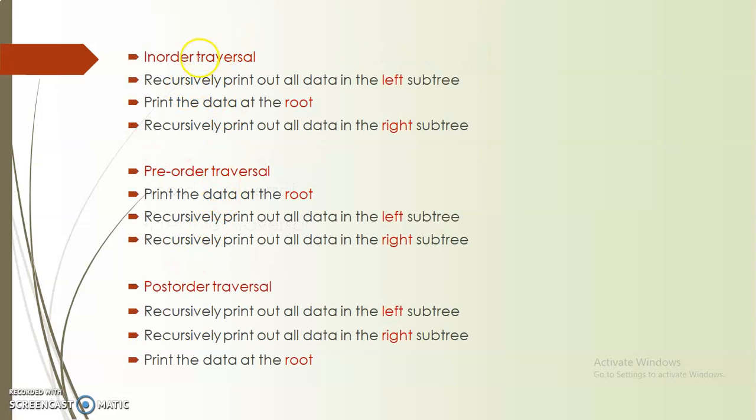Inorder traversal means first the left subtree is traversed, then the root, then the right subtree. In preorder, first the root is traversed, then the left subtree, then the right subtree. In postorder traversal, first the left subtree, then the right subtree, then the root node. Okay, so I will see these three techniques with an example.